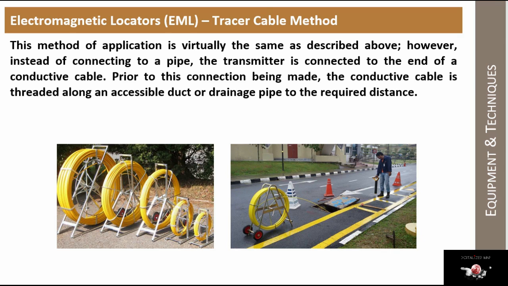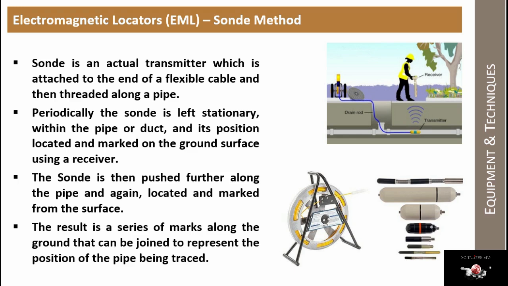Electromagnetic locators, EML, tracer cable method. This method of application is virtually the same as described above. However, instead of connecting to a pipe, the transmitter is connected to the end of a conductive cable. Prior to this connection being made, the conductive cable is threaded along an accessible duct or drainage pipe to the required distance.